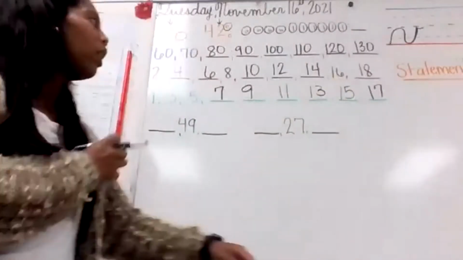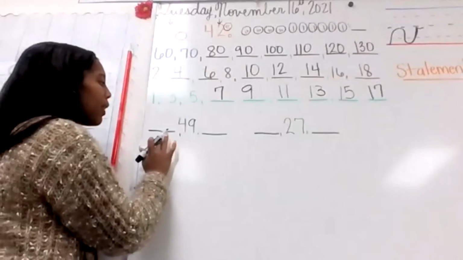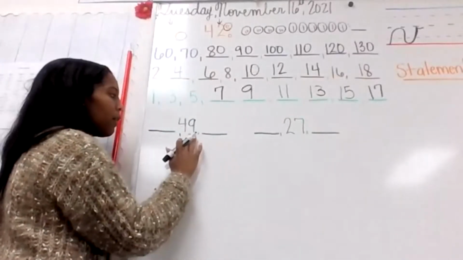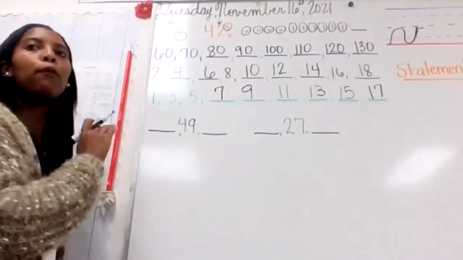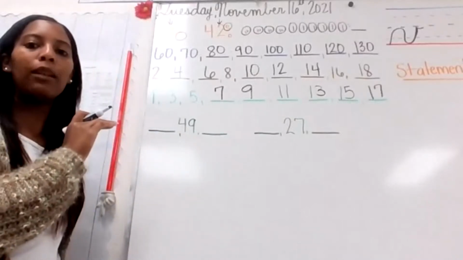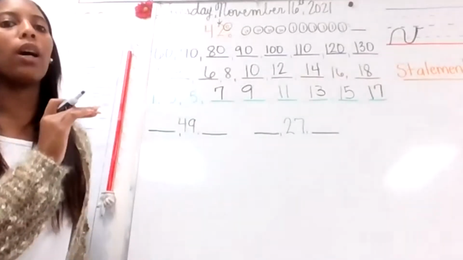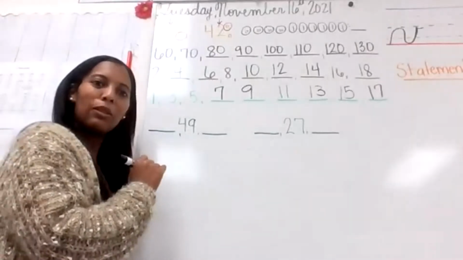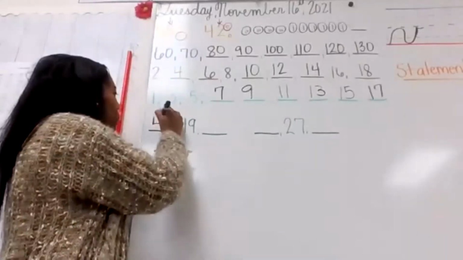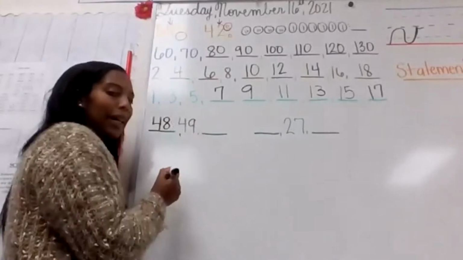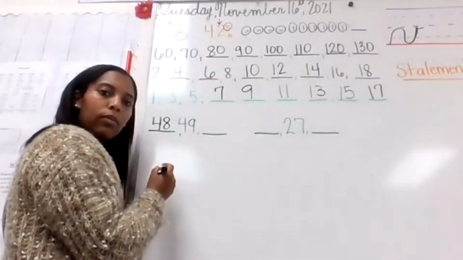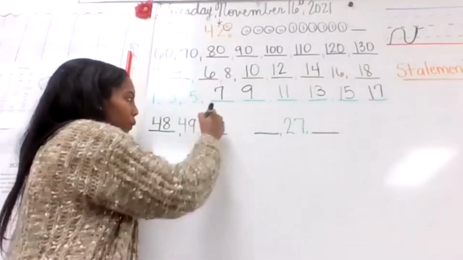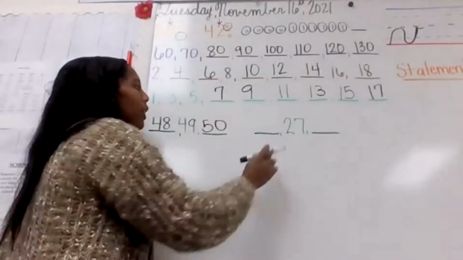Okay, awesome. All right, let's look at 49. I want to say the number that comes before and the number that comes after 49. So look at 49. What number would come right before 49 when counting? 48. What number would come after 49? 50. Yes, good.